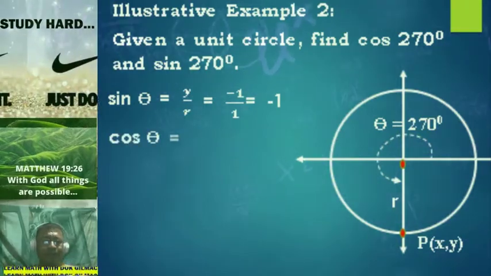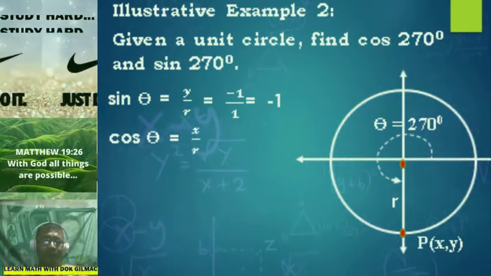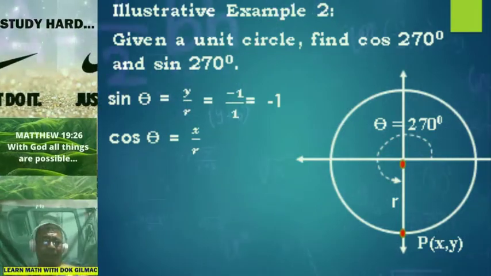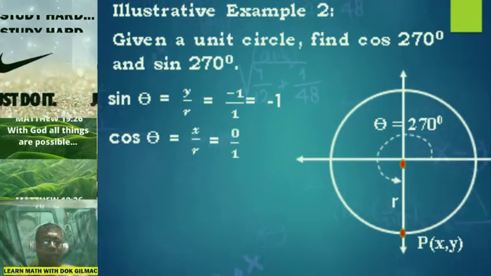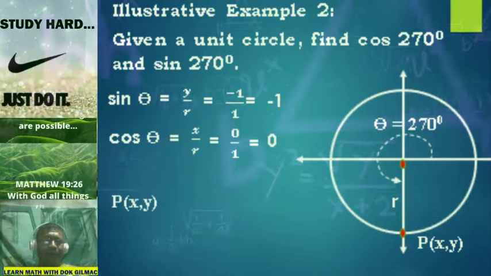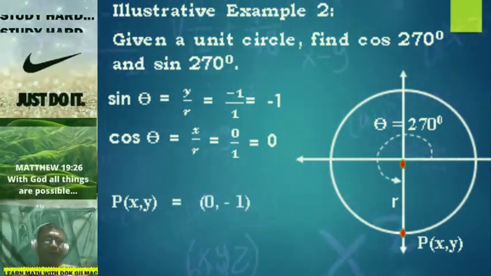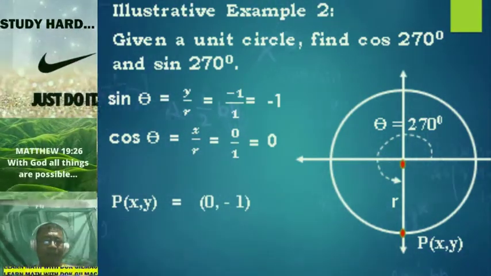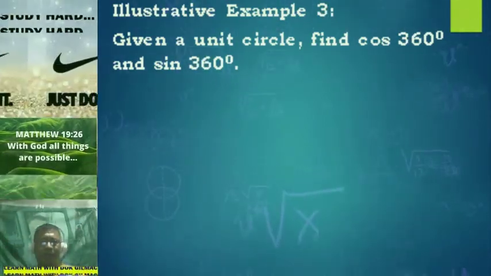For cosine theta, which is defined to be equal to x over r, notice that the point is simply at the point of origin. So x is 0 and r is 1. So we have here 0 over 1, which is just equal to 0. So therefore, the coordinates of P of xy is simply equal to 0 and negative 1 for theta equals 270 degrees.